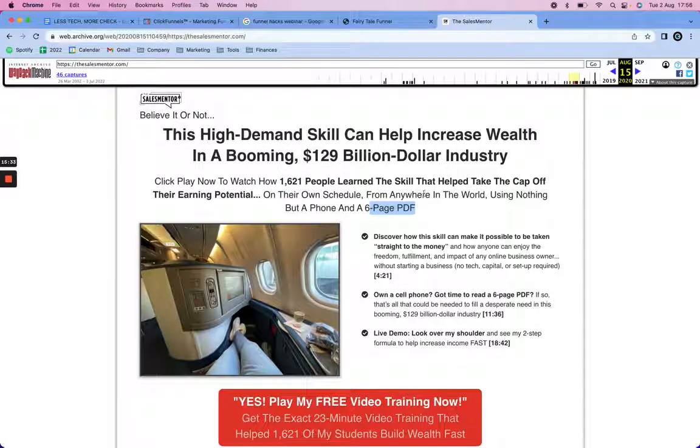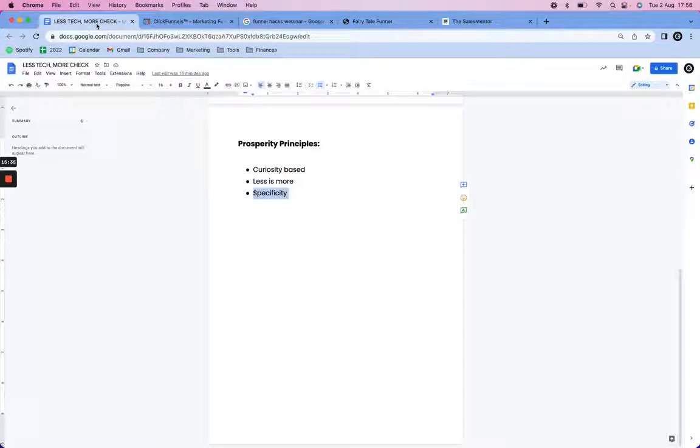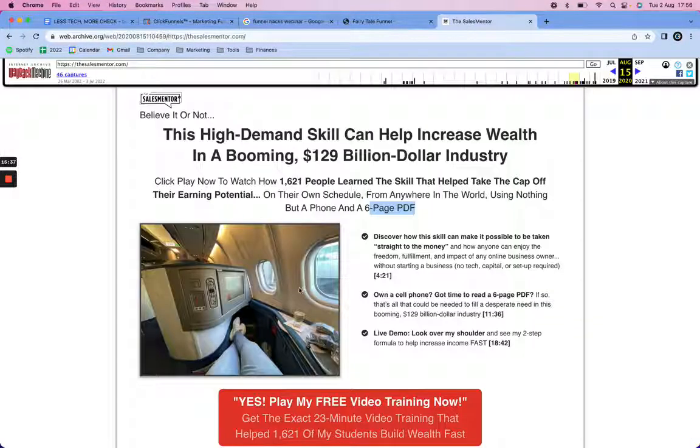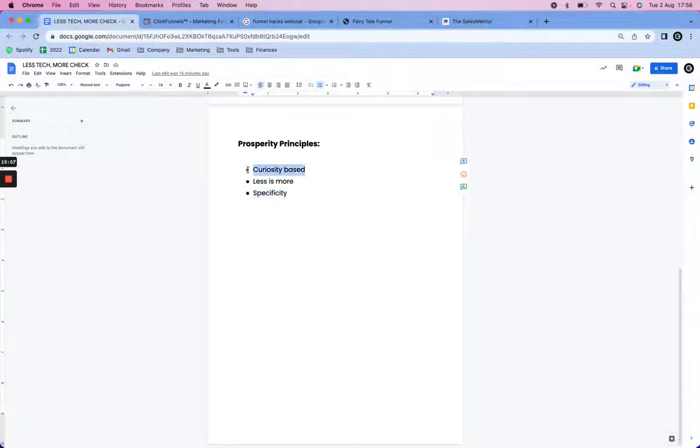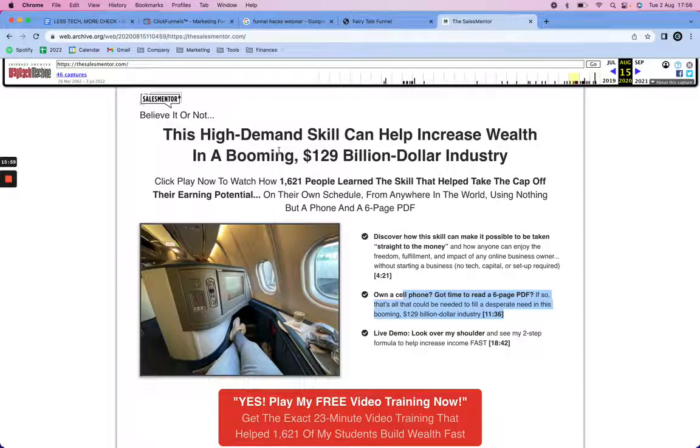And this page also uses a lot of the other principles. So again, less is more. They do have some bullets here, but again, it's not the longest page in the world. But again, they've used exactly what Russell Brunson does, where the bullets that they add are very curiosity-based as well. And then they also use the first principle, which is curiosity. So they don't tell you what they are teaching, which is the important thing for this one.